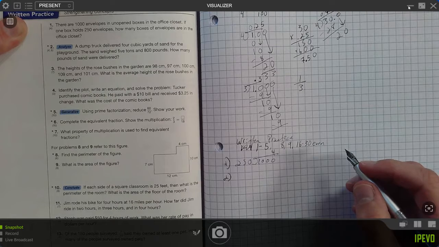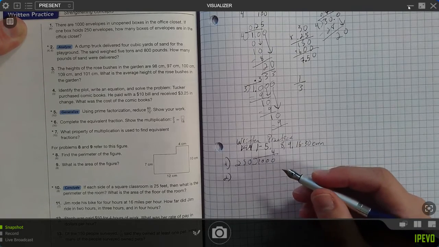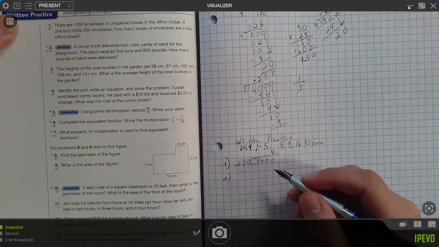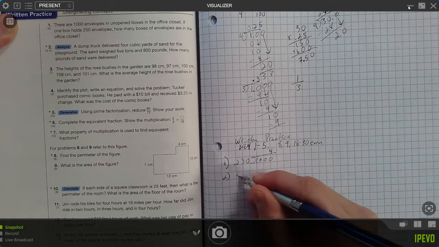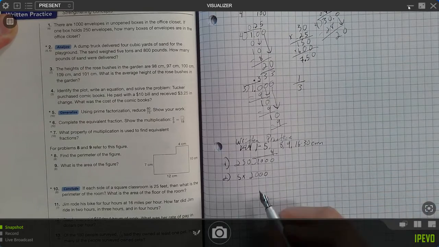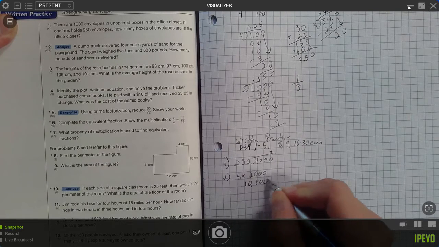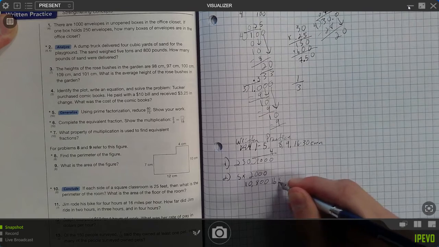A dump truck delivered 4 cubic yards of sand for the playground. The sand weighed 5 tons and 800 pounds. Wow. How many pounds of sand were delivered? Well, 5 times 2,000. Each ton is 2,000. So that is 10,800 pounds.